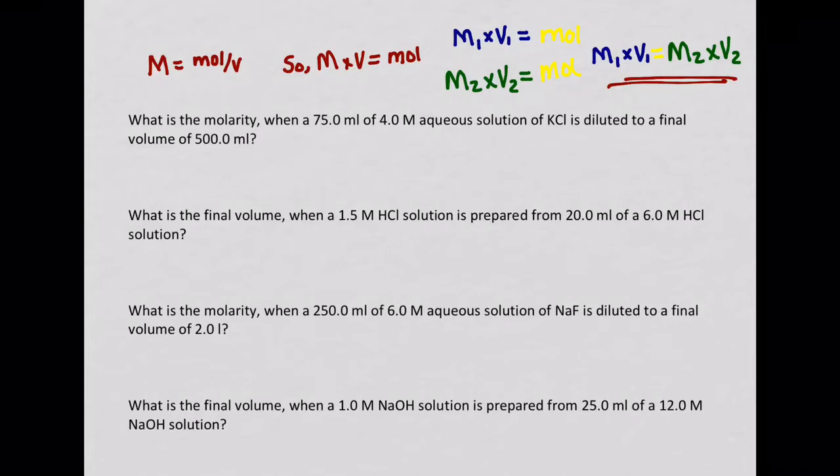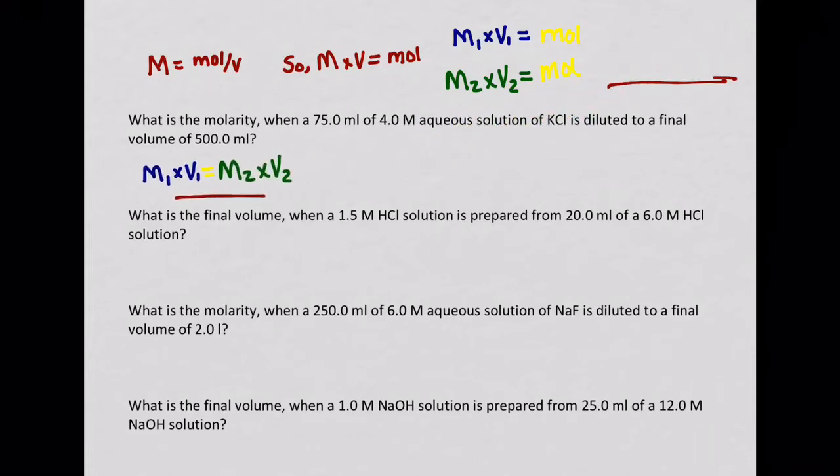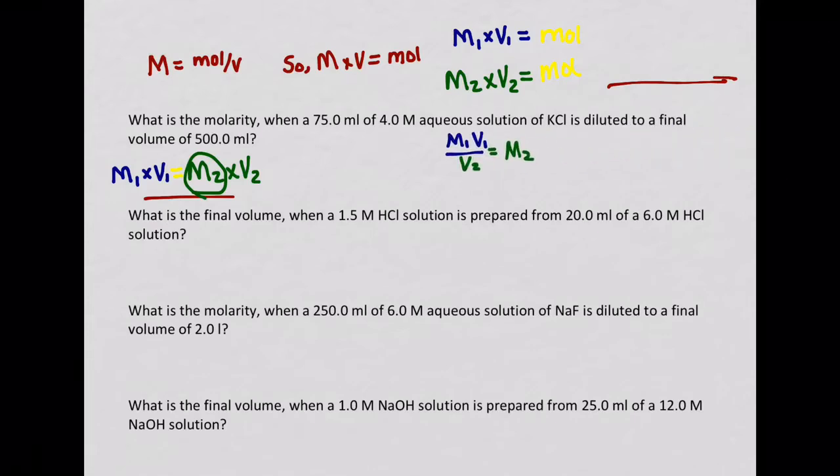We're asked to find the molarity, and you start out with 75 milliliters of a 4 molar aqueous solution of potassium chloride, and you dilute it to a final volume of 500 milliliters. Well, each time we have to use this relationship right here, so we'll bring that in. Here we're looking for the final molarity, so this is what we want. If we rearrange that, we're really using this relationship right here.